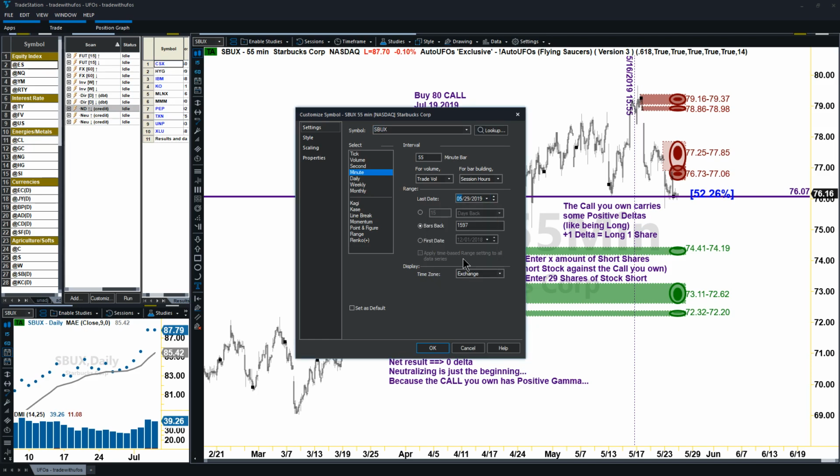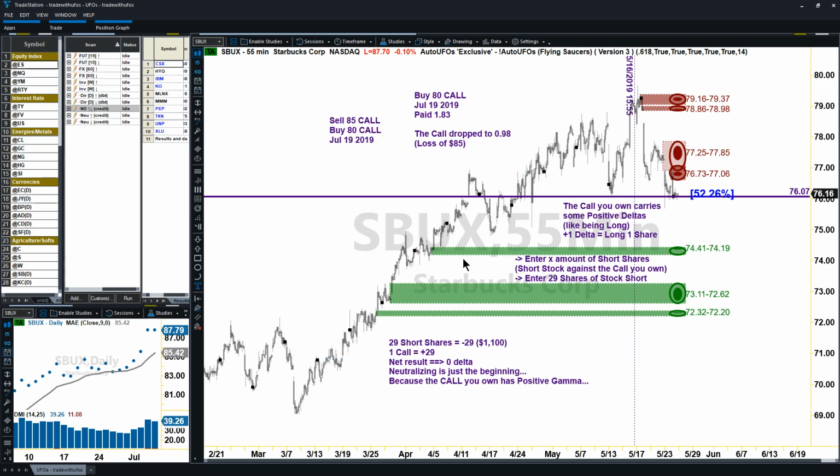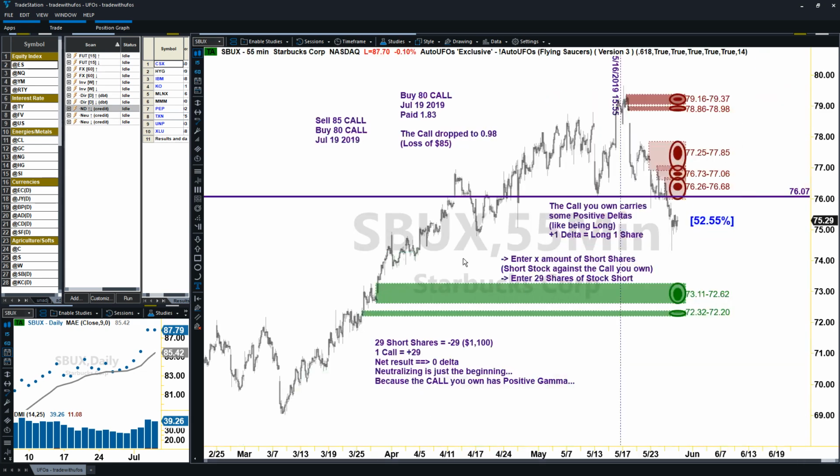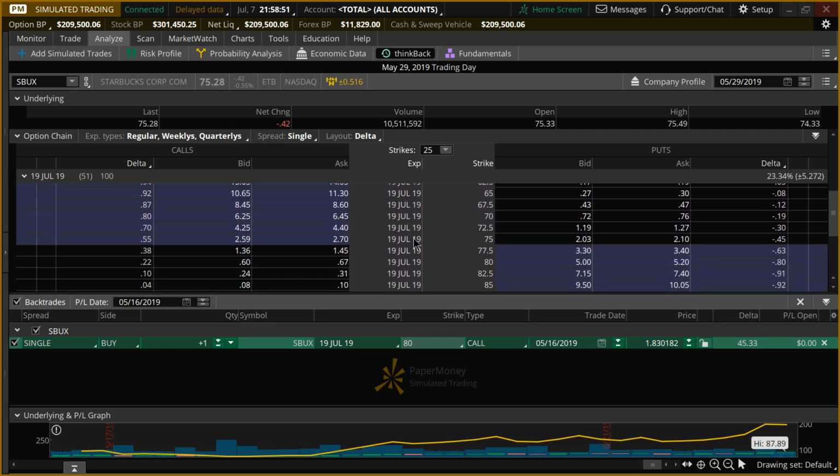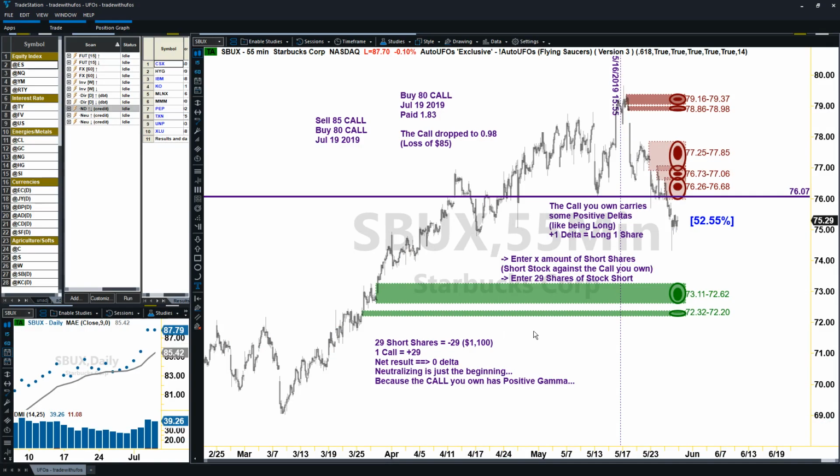So now it is May 29, and the stock is falling. On May 29, if you look at the result, the 80 option is now worth 60 cents. Why is it worth 60 cents? Well, because the market fell. When the market falls, the option loses value.